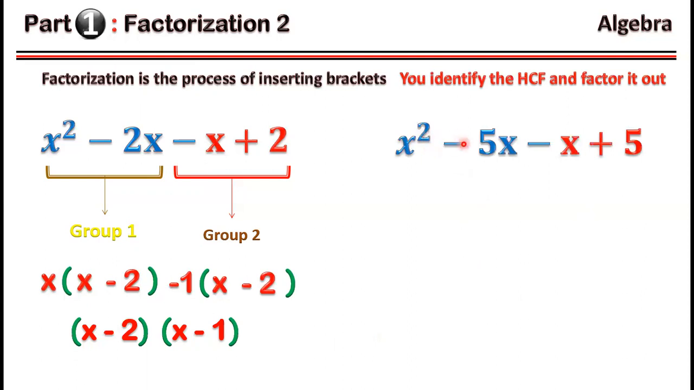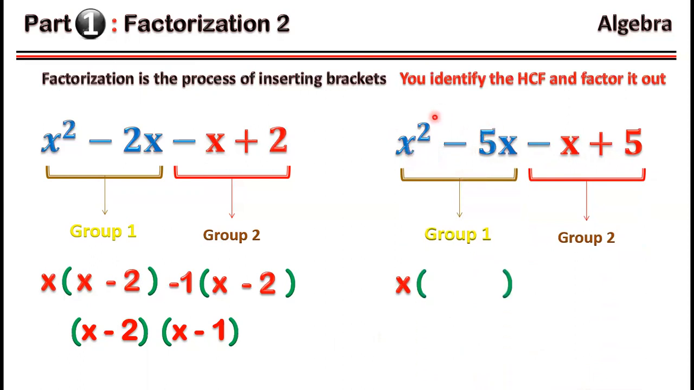Now here we have x squared minus 5x minus x plus 5. We group this as well, group 1 and group 2. With the first group, the highest common factor is x still. x squared divided by this x will give us x in brackets. Minus 5x divided by x will give us minus 5. For the second group, remember that the sign should be the sign in front of this first number. So our highest common factor there is -1. Minus x divided by -1 is plus x, and plus 5 divided by -1 is -5.